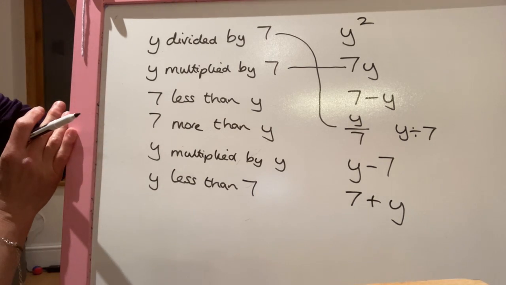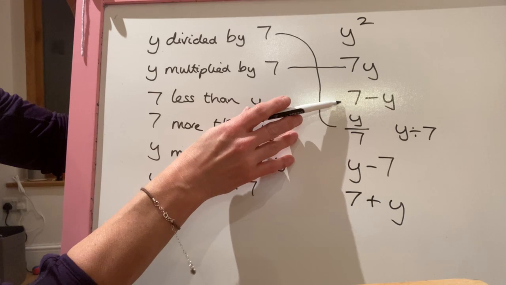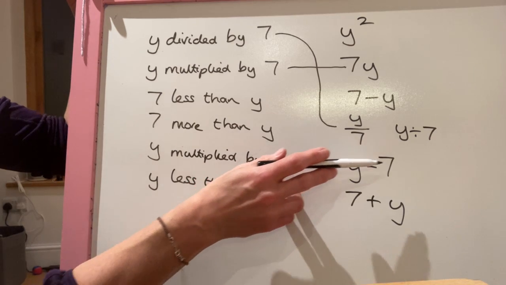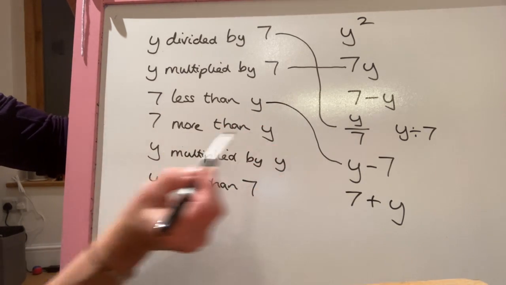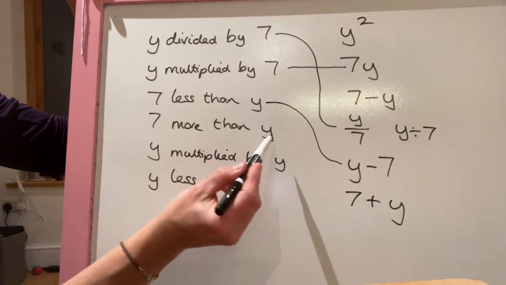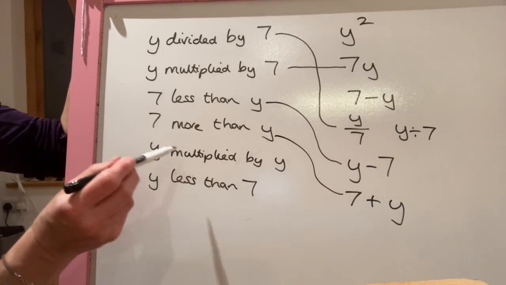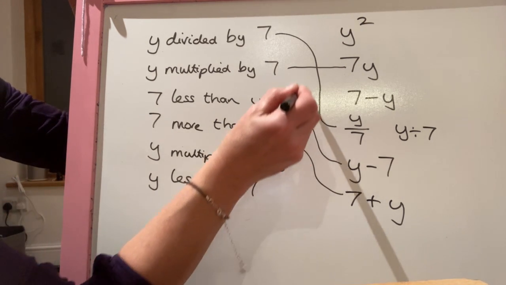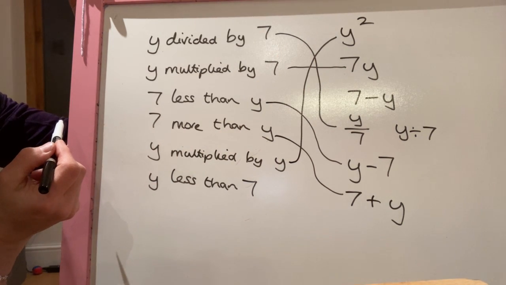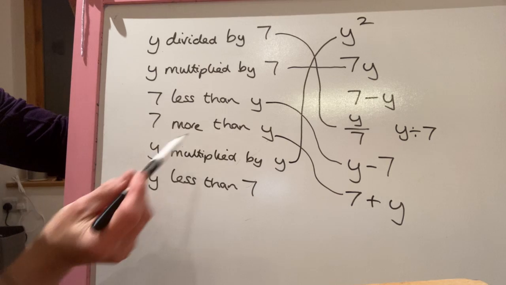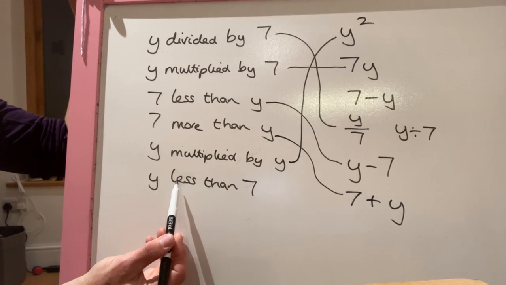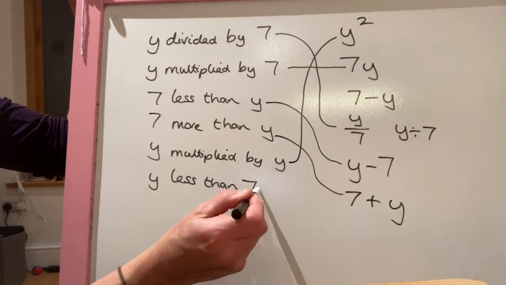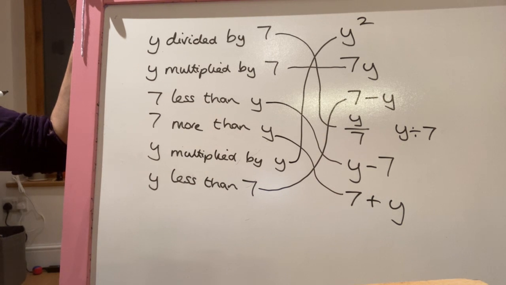7 less than Y. Okay, so is it this one with the subtraction or this one? So 7 less than Y. This is 7, take the Y, and this is the Y, take the 7. We need this one. 7 more than Y. That's the addition. Y multiplied by Y. So Y multiplied by itself. Remember, that's what we mean by squared, isn't it? Y multiplied by Y. And we've got left 7 take Y. Let's see. Y less than 7. Yeah, so they've got the 7, but you've taken the Y from it. So this one in here.